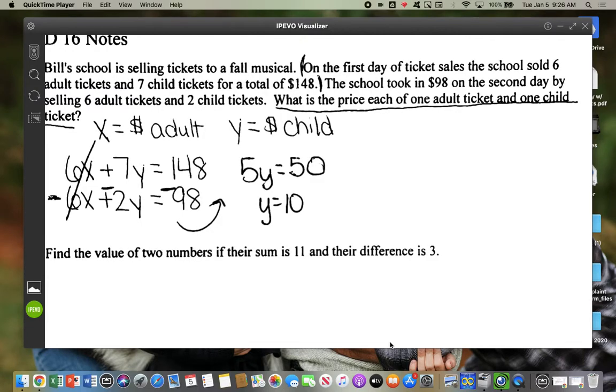Do you guys think the adult ticket's going to be more or less? You think it's going to be more? Let's see. Do you guys want to use the top or the bottom equation to plug that 10 back in?